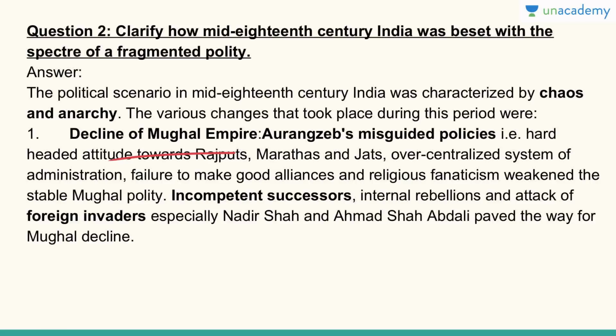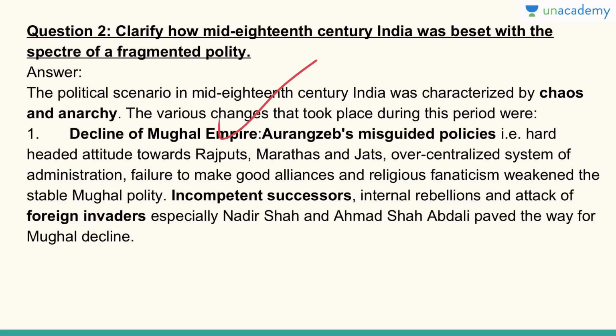Aurangzeb's misguided policy, that is, his hard-headed attitude towards the Rajputs, the Marathas, and the Jats. When Aurangzeb died in 1707, his successors were not that great, and the over-centralized system of administration, failure to make good alliances, and religious fanaticism weakened the stable Mughal polity. There were incompetent successors, internal rebellions, and attacks of foreign invaders, especially Nadir Shah and Ahmad Shah Abdali. They paved the way for Mughal decline.